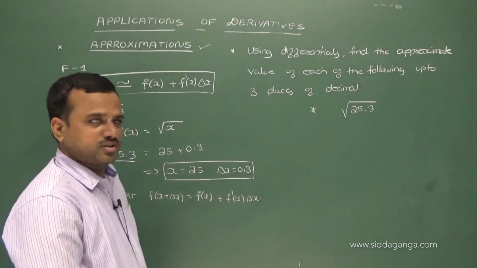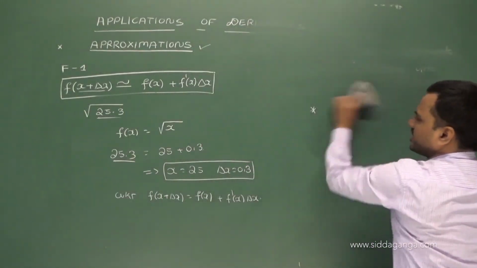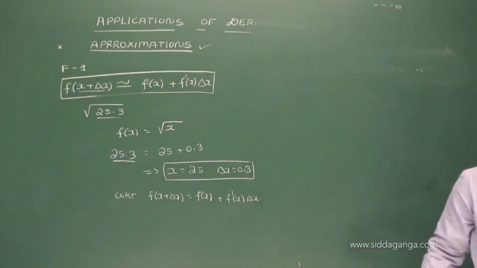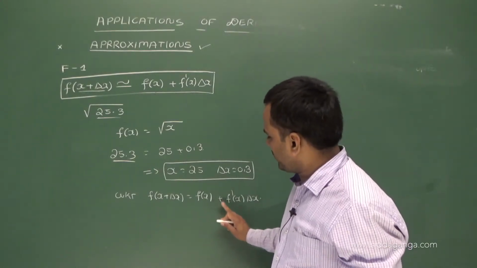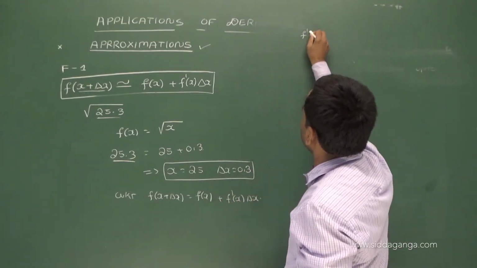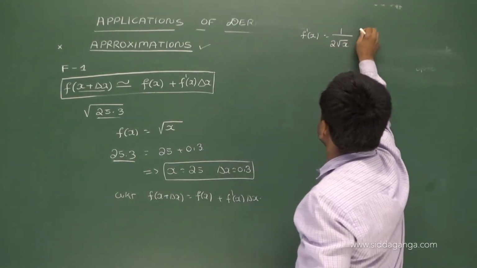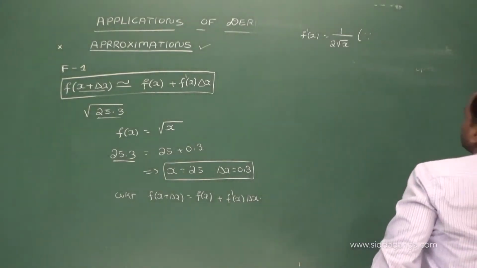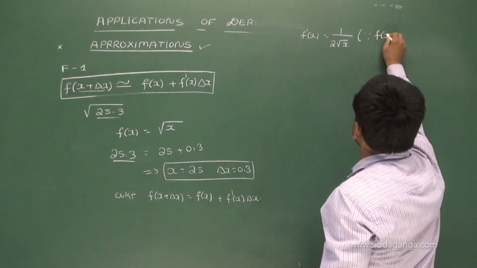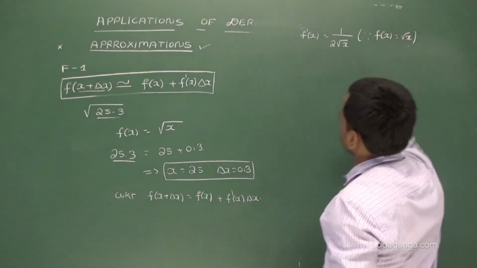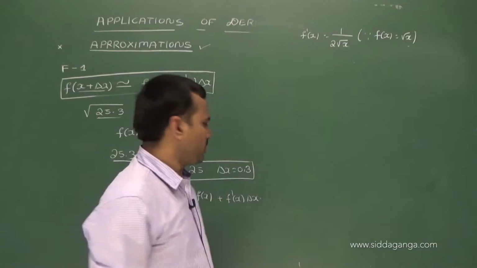Delta x. So we use this formula, f of x plus delta x is equal to f of x plus f dash of x into delta x. What we want is f dash of x. Since f of x is equal to root x, f dash of x is equal to 1 divided by 2 root x.